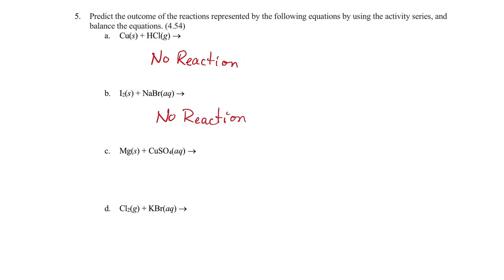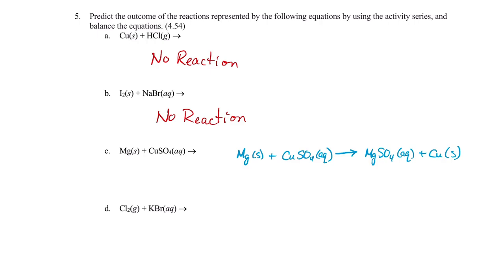Letter C, I have magnesium, which is solid, reacting with copper sulfate in solution. Copper sulfate is in solution, it is soluble. Magnesium is higher in the activity series than copper, which is generally low in reactivity. So the magnesium will replace the copper, creating the copper element solid, and magnesium sulfate in solution.